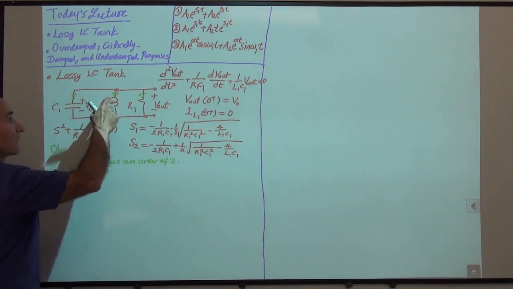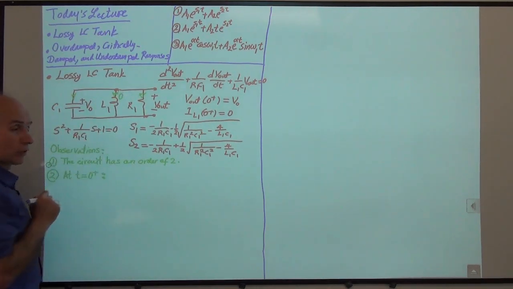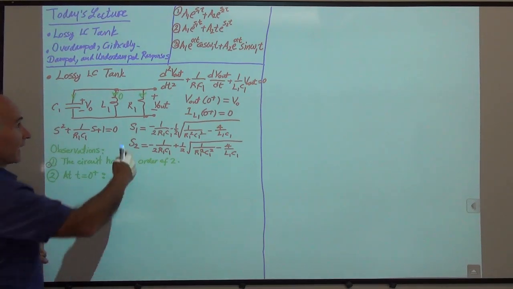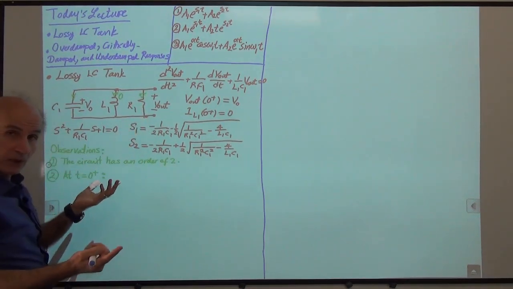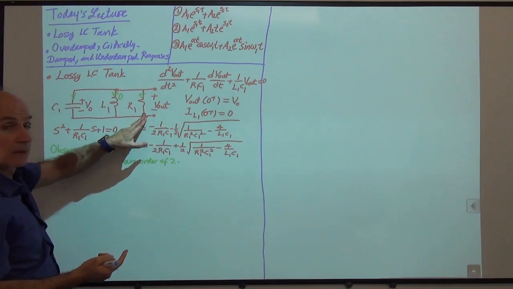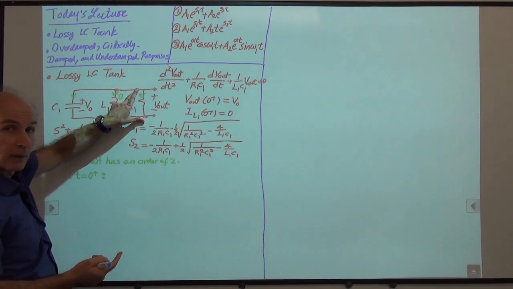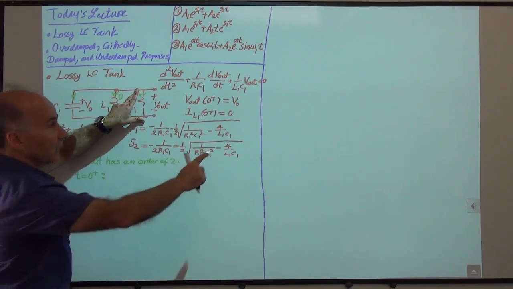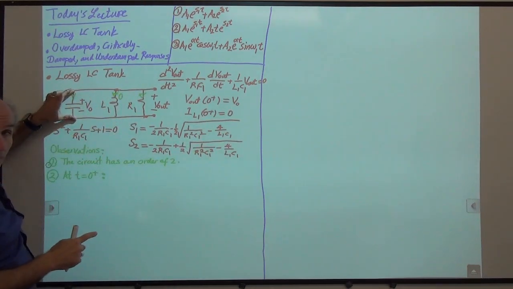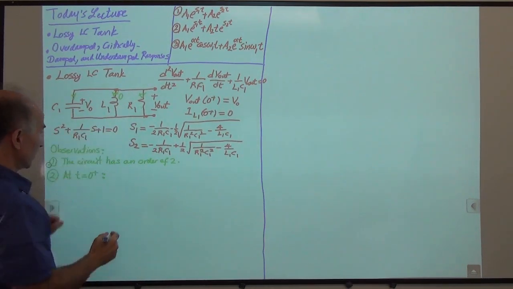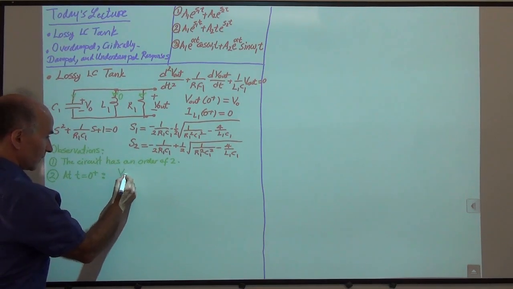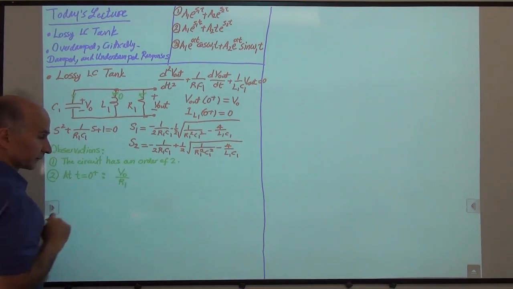Okay, so this current is 0 at time 0 plus. What that means is that this current and this current have to add up to 0. How much is this current? V out over R1. How much is V out at 0 plus? It's V0, the voltage on the capacitor. So the current through the resistor is V0 over R1.